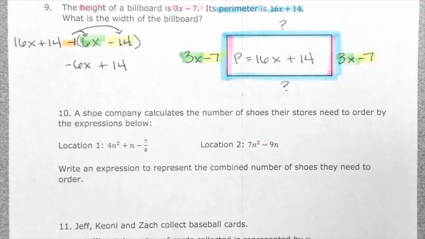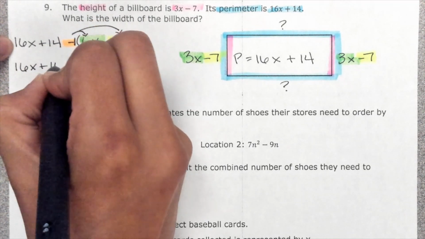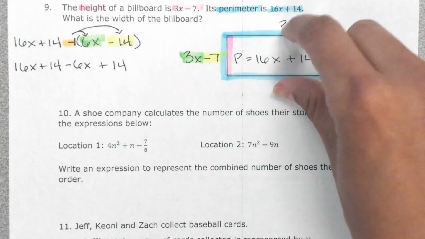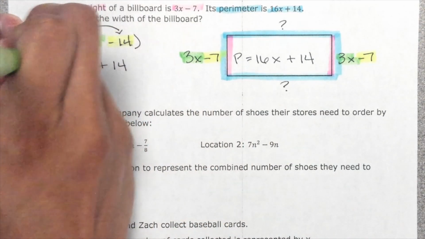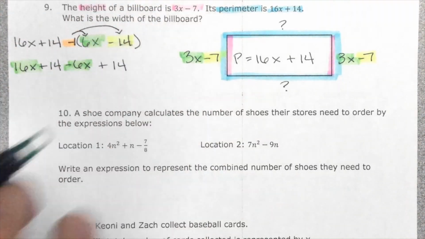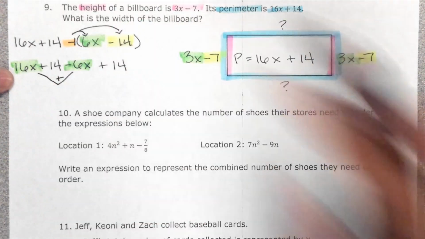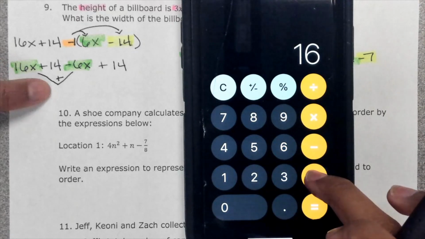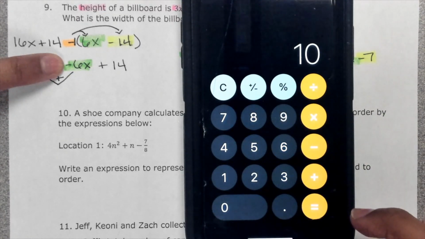Once I'm done distributing that negative, we're going to bring down the other numbers, so 16x plus 14. And we are combining like terms. So we are solving for these two sides still. So my like terms are 16x and -6x. So we're going to add those two together. I like to combine them with a line and a plus sign. So I have 16 plus a -6 to give us a +10.